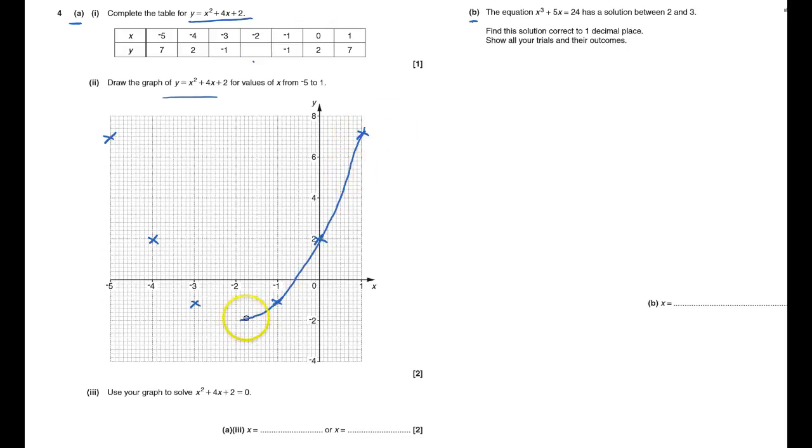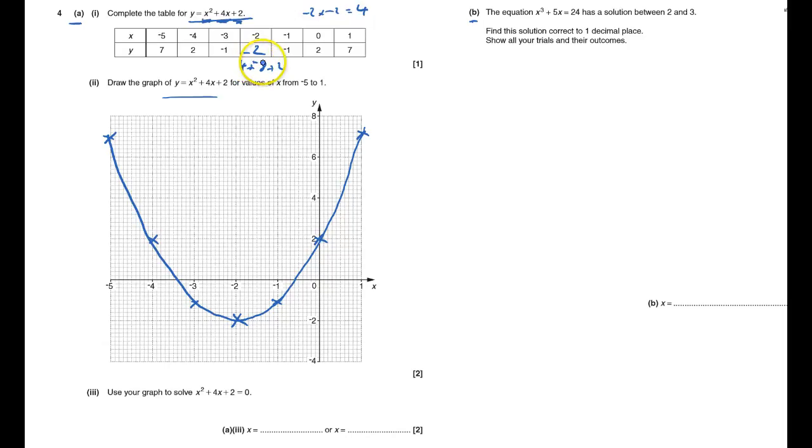Oh, I'm trying to. I know I should have done that first, but it looks like it's going to go through minus 2. Let's just try it. Negative 2. You've got to do negative 2 squared. That means negative 2 times by negative 2. That is 4. So first bit's 4. And then I've got to add 4 x's. So that's add 4 lots of x, which is negative 2. That's negative 8. And then finally add 2. 4 plus minus 8 is minus 4. Plus 2 is minus 2. It was right. I'm going to put a cross there now.